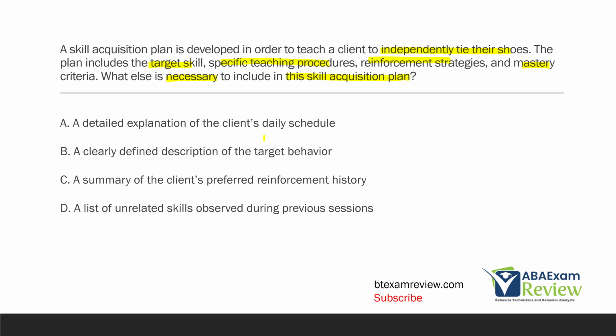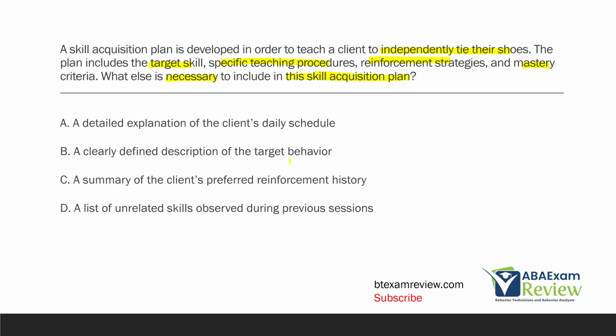C, a summary of the client's preferred reinforcement history. We're not going to need a full summary. It's not necessary. We do want to know what reinforcement we'll be using, but a full summary of their history is not necessary in this skill acquisition plan. That's more of a general treatment plan thing.